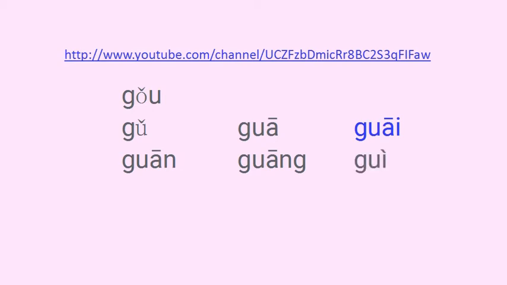GUI is pronounced as Kui. GUN has the combination of alphabet UN form. So, GUN is pronounced as Guan. GUO is pronounced as Guo. Please compare the pronunciation of this GUO with GOU before.